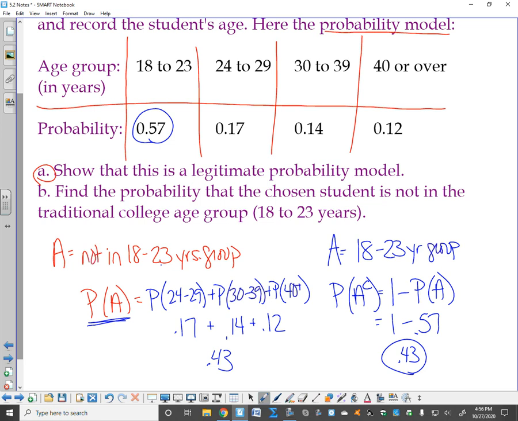But guys, notice, I did not just slap down a 0.43. You can't do that. It's right, but you're going to lose points because you're not showing where the information came from. Now, if this was multiple choice, absolutely. You don't have to write a thing. But if this is an FRQ, you have to define event A, and you have to show me where that 0.43 is coming from. Okay?